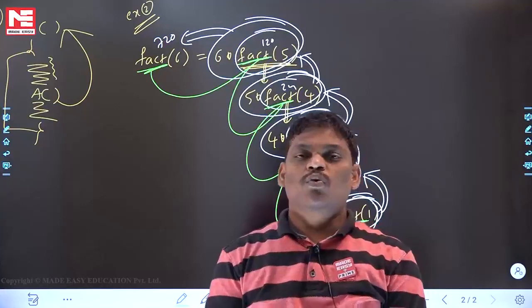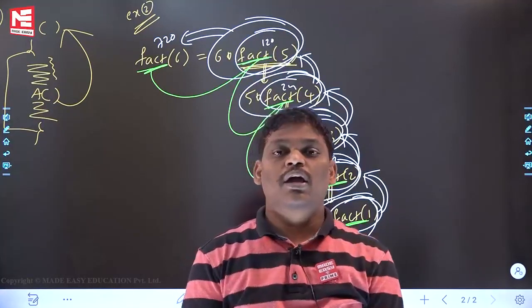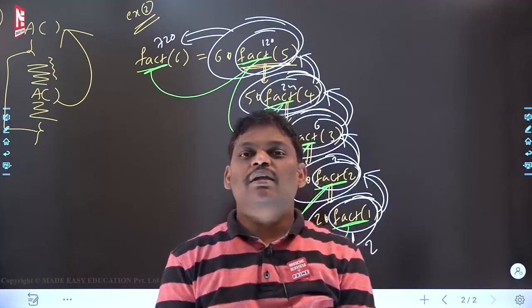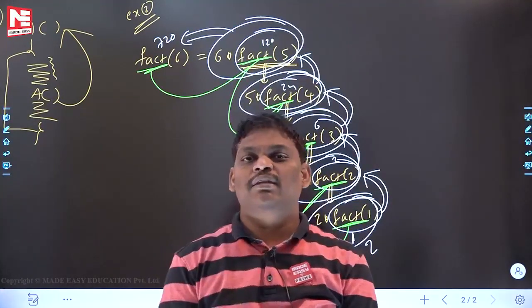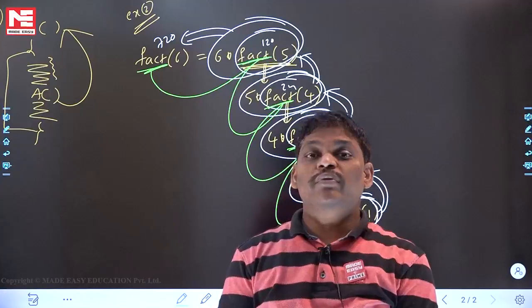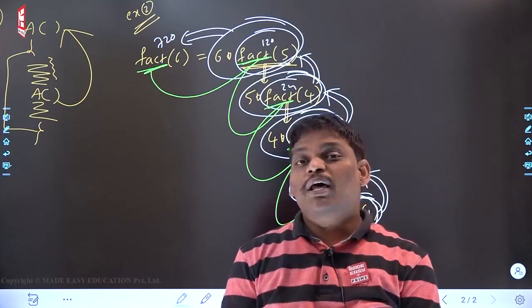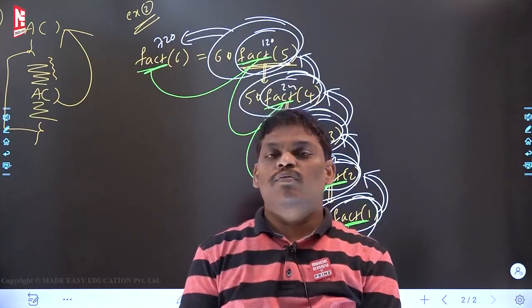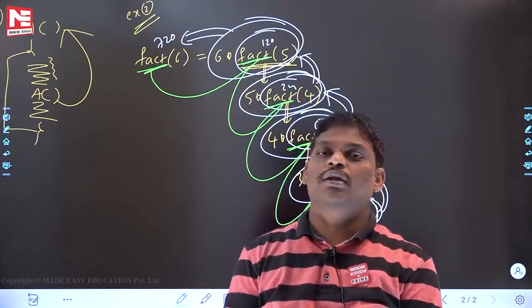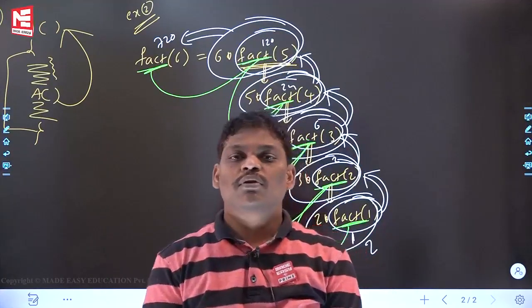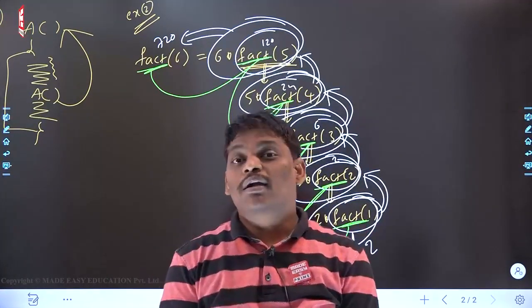Waiting is going on. Whoever called first, he has to wait a long time because he is depending upon so many people. 6 is waiting for 5, 5 is waiting for 4, 4 is waiting for 3, 3 is waiting for 2, 2 is waiting for 1. 1 is not waiting for anyone. Can anyone help me now? How many people are called in total? 6, 5, 4, 3, 2, 1. I think 6 people called. Who called first? Factorial of 6 called.